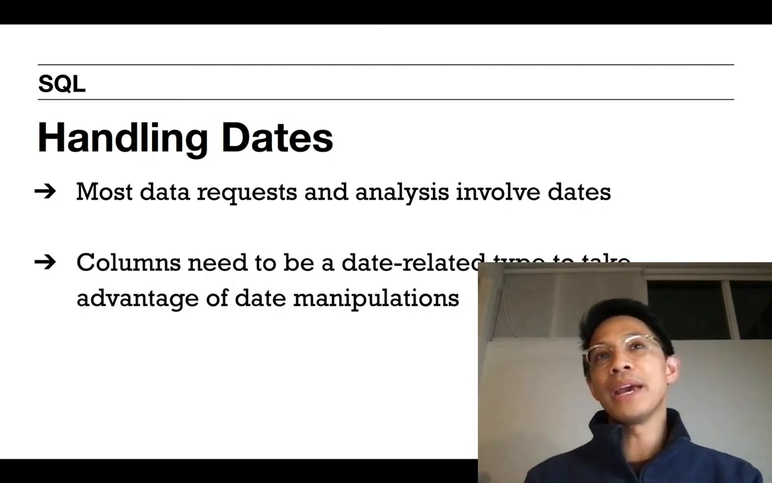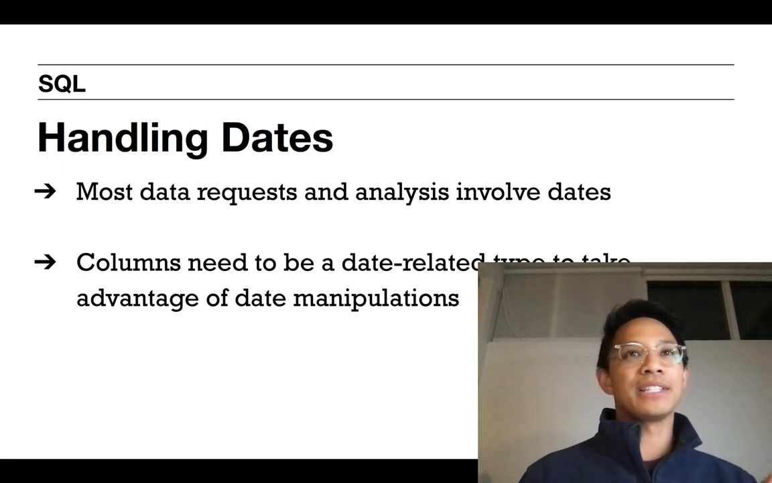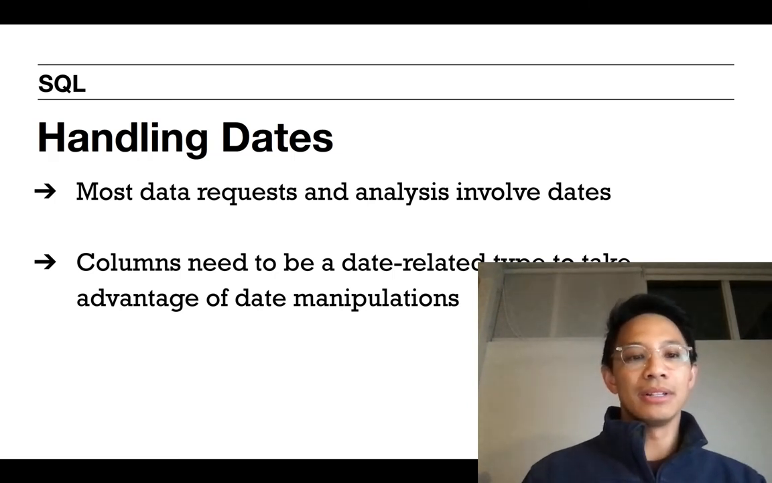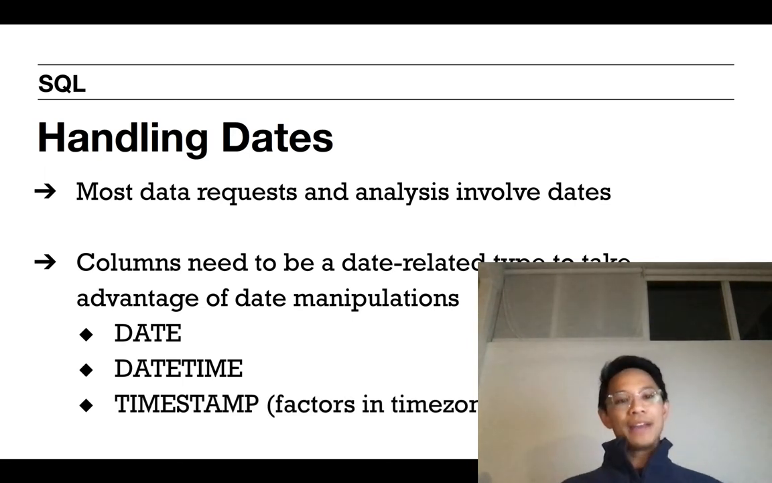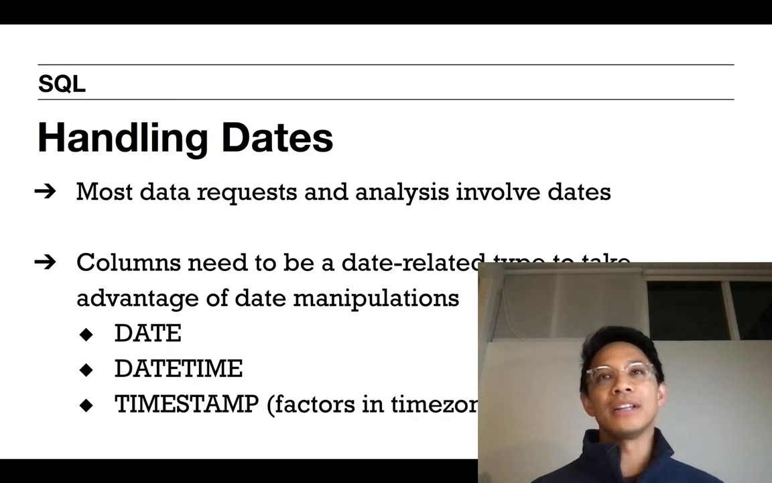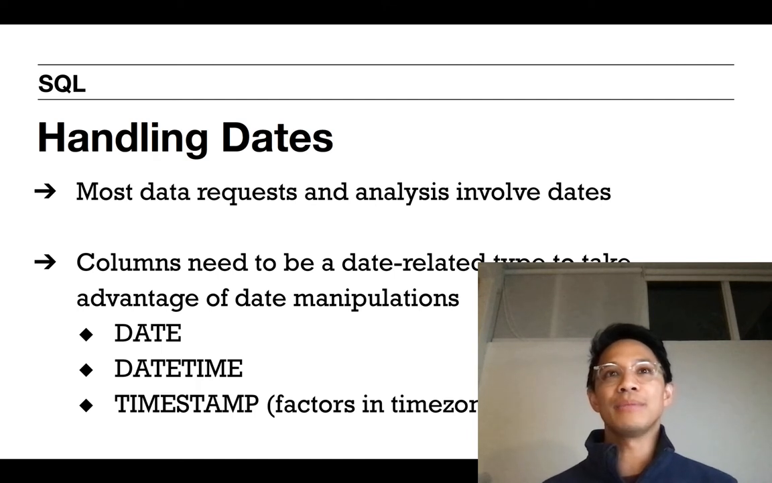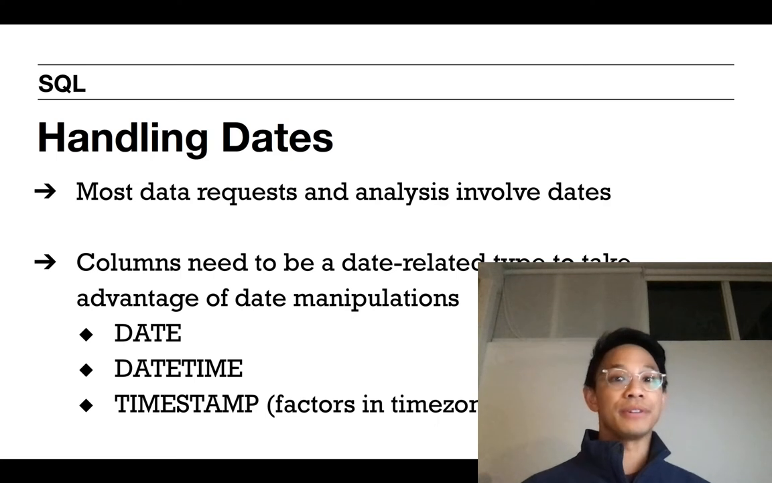In order to make date-related calculations, the column type has to be a date-related type. So it can be a date, datetime, or timestamp. The difference between datetime and timestamp is that timestamp factors in the time zone. So if you select a timestamp column, it's going to adjust it based on the time zone of the server. Whereas datetime does not change at all. Once you add the column value, it'll stay that way, regardless of the time zone.